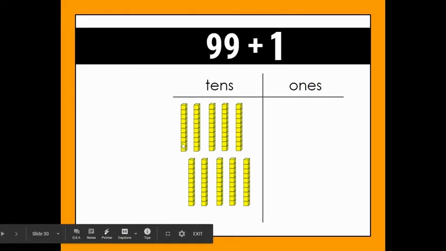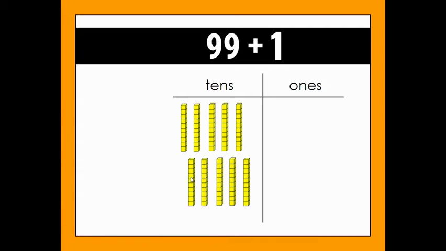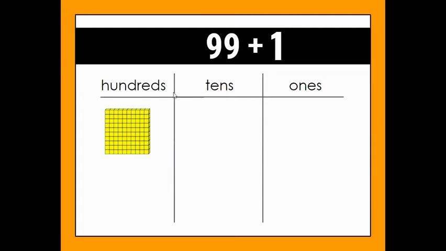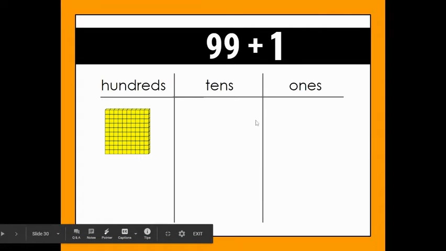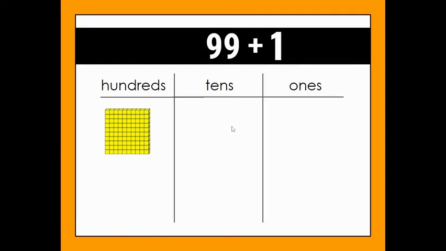Uh-oh. But now how many 10s do we have? 1, 2, 3, 4, 5, 6, 7, 8, 9, 10. Can we have 10 10s in one place value? No. So these 10 10s become 100. Because remember, you cannot have more than 9 in one place value. So when we got to 10 ones, we had to make our 10 ones into a 10. And when we had 10 10s, we had to make our 10 10s into 100.